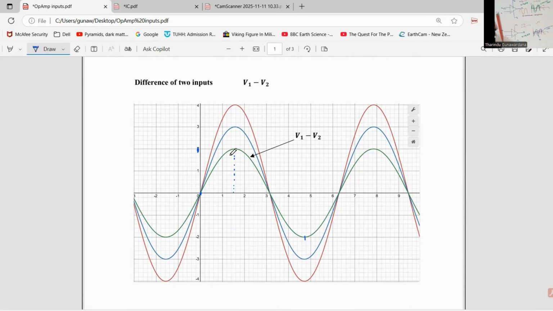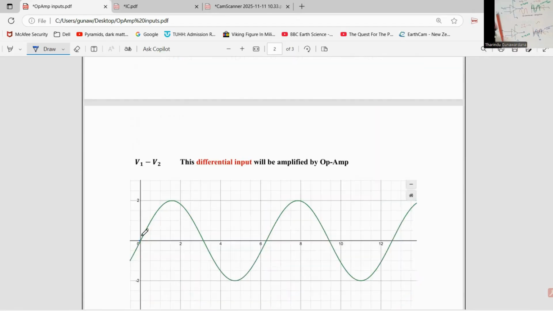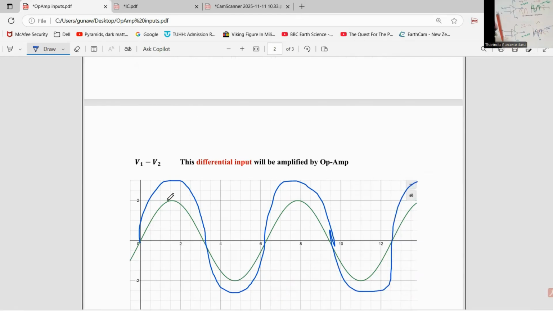So, you can see this green color curve represents the differential input. This op-amp amplifies this differential input. Therefore, the output is like this. The output is like this because this op-amp amplifies this differential input. This will be the output. So the op-amp amplifies this differential input.